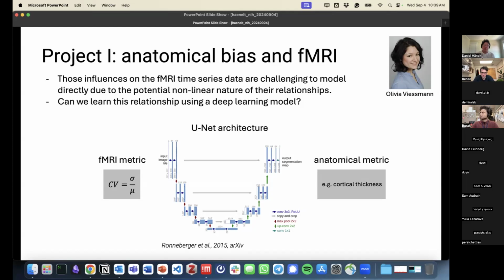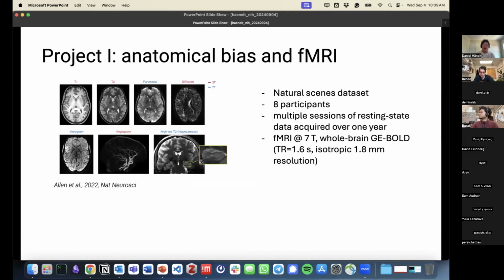And for this project, we used an open data set, namely the Natural Scenes Dataset, which was recently published. So the data set consists of 8 participants who were scanned many times over 1 year. So we have for each subject many resting state time series acquisitions, which we then use to train this model. And they also acquired various anatomical data from which we then estimated cortical thickness and other metrics.